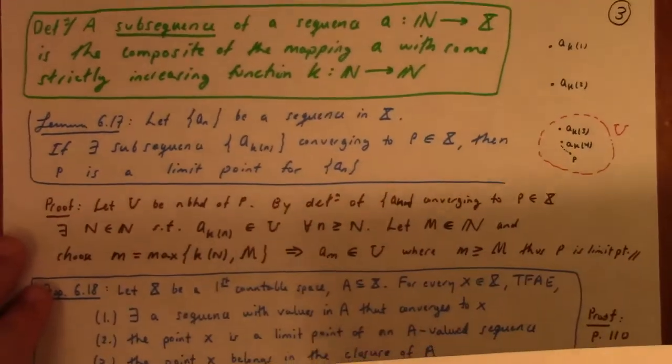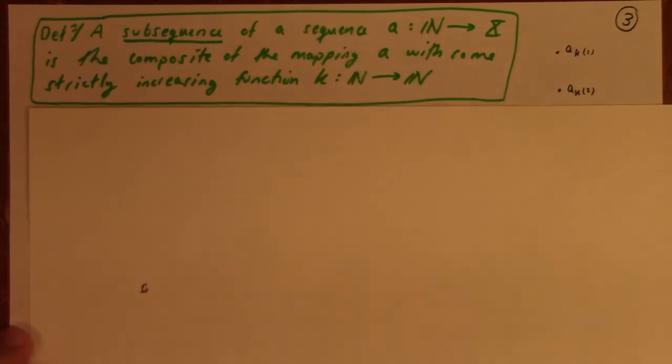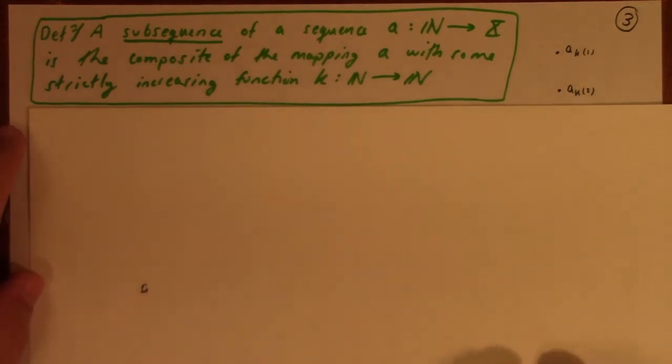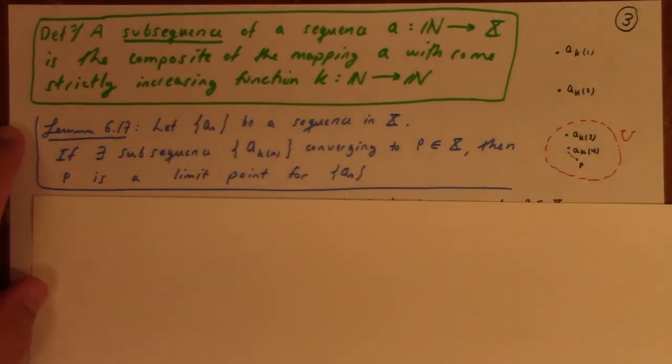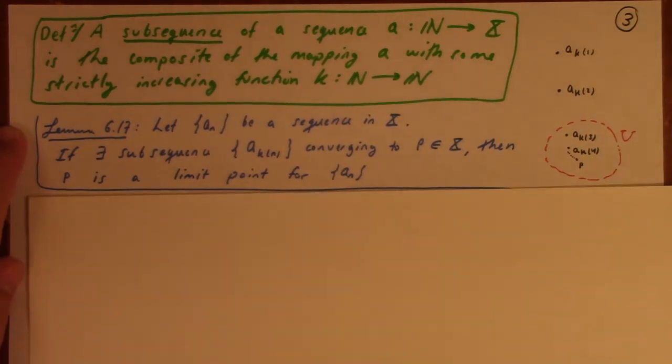So next up, subsequence, right? So a subsequence of a sequence is the composite of a sequence with some strictly increasing function k. But I usually think of it as taking a selection of a subset of a sequence, which is without end, but this is a fancy way of saying that. And lemma, let a sub n be a sequence, then there exists a subsequence a sub k_n, k of n, converging to P. All right, if there exists a subsequence like that converging to P, then P is a limit point for a sub n, which is not to say that the limit of a sub n is that. It's just to say that P is a limit point, right?